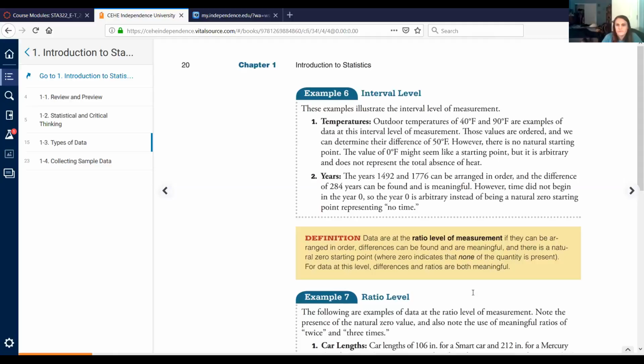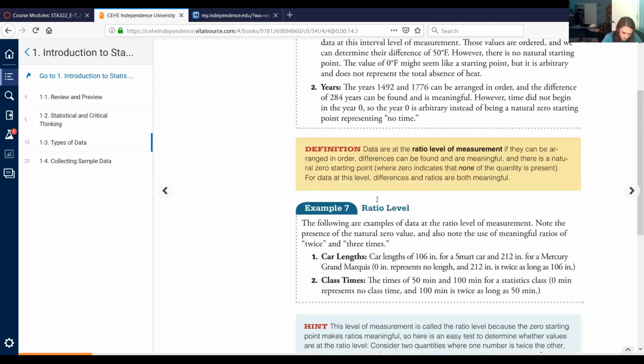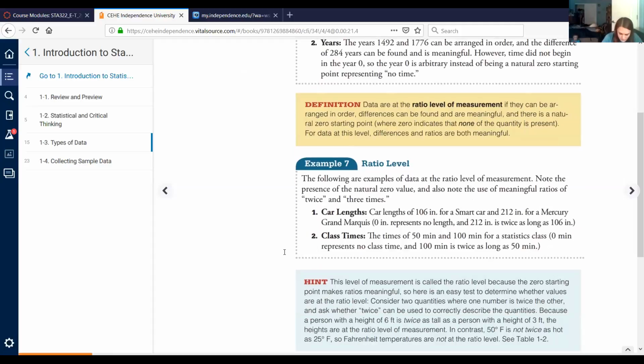Then we have ratio. These differences are meaningful, and there is a natural 0 starting point. Class times, for example. We can have differences in class times for different classes, and there is a 0 because that's called no class. So there is a 0 point, and a 100-minute class is twice as long as a 50-minute class. Or a 75-minute class is 1.5 times the length of a 50-minute class.